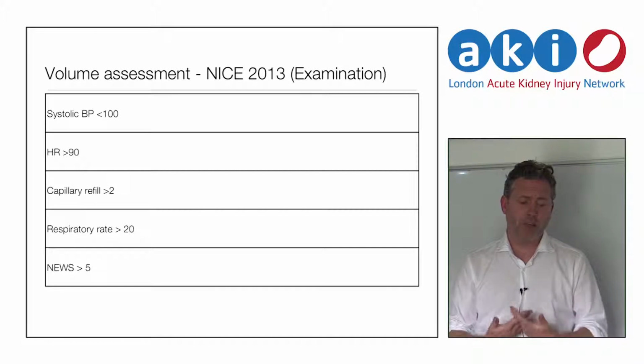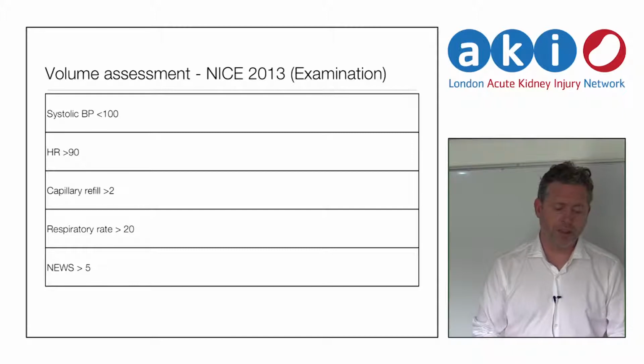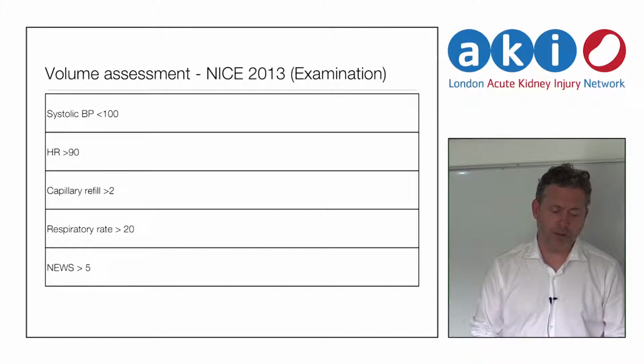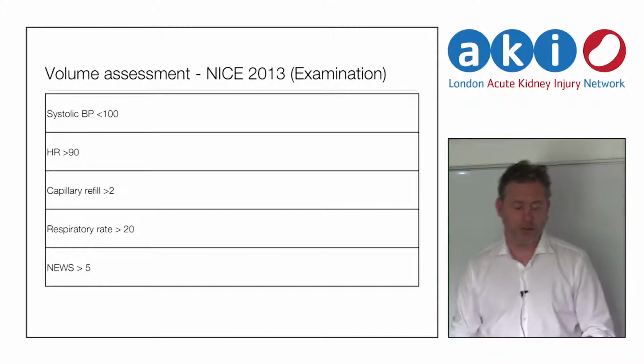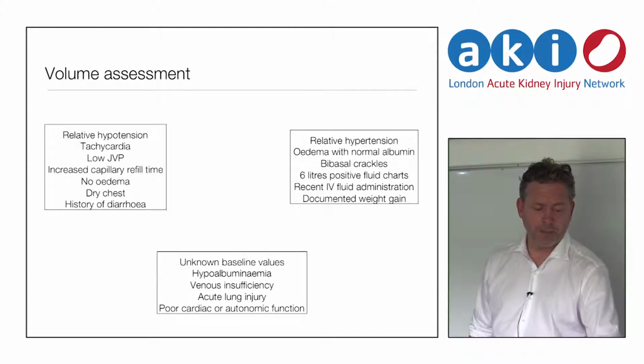So they suggested hypovolemia may be present with systolic blood pressure of less than 100, heart rate of more than 90, capillary refill of more than 2 seconds, a respiratory rate of more than 20, or a National Early Warning Score of more than 5.